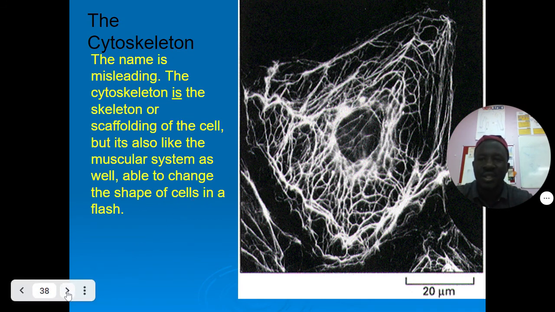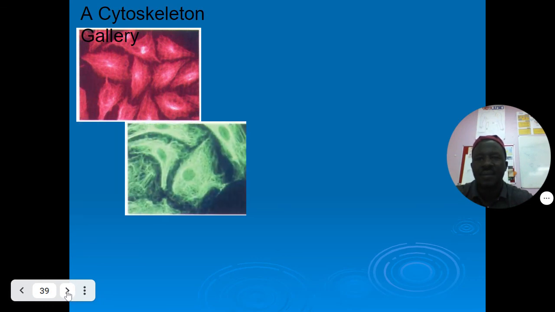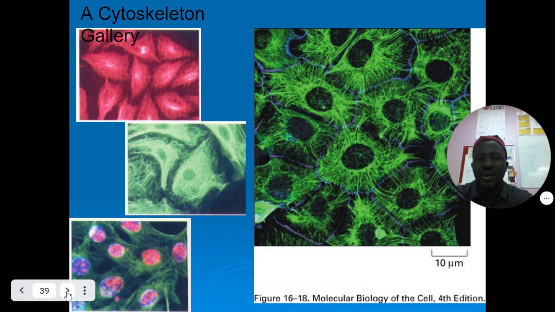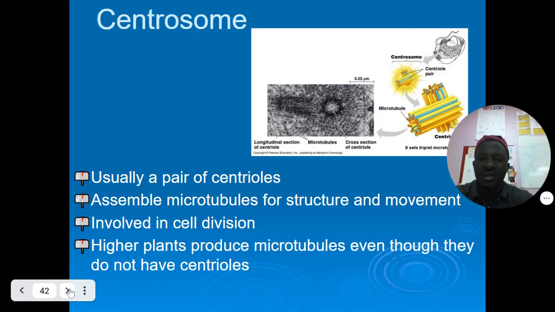So then we can see a cytoskeleton gallery. What makes up a cytoskeleton? All these make up a cytoskeleton. So the fluids inside, the extracellular matrices, and then all those microtubules, they form a cytoskeleton. And macrophages are using the skeleton to reach out for helpless bacteria, and the action.